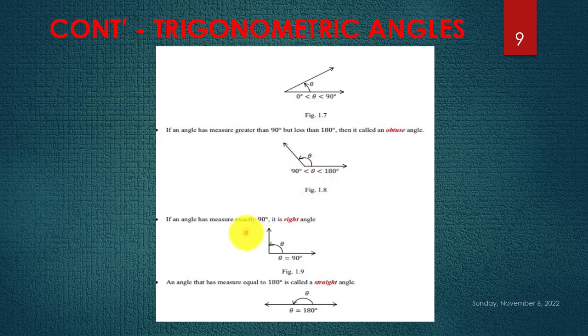Then 3. If an angle has measure exactly 90 degrees, then it is called a right angle. So figure 1.9 is an example of a right angle. Then 4. An angle that has measure equal to 180 degrees is called a straight angle. So the figure below shows an example of a straight angle or adjacent angle.